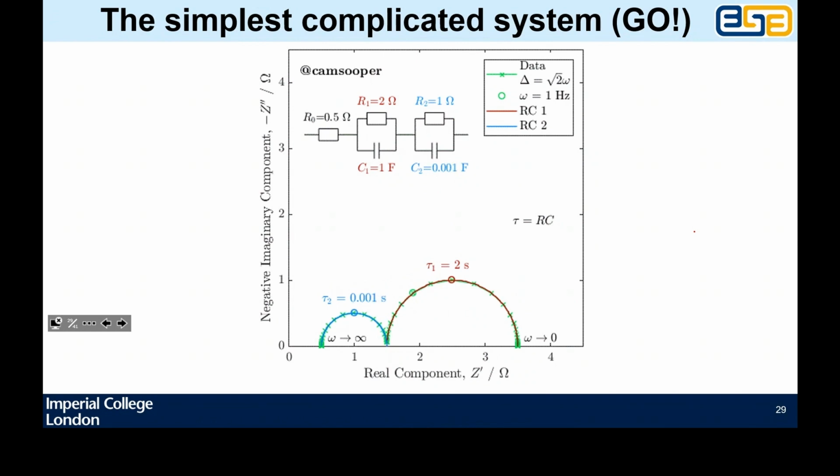I've got some labels on the green. The green is the resulting Nyquist plot, the resulting impedance spectrum, but it's also spaced in steps of root 2. So every 2 crosses along gets you a factor of 2 increase in frequency. And I've got one particular point labeled with a green circle, which is 1 hertz. So you see the green circle? There it is. It's 1 hertz.